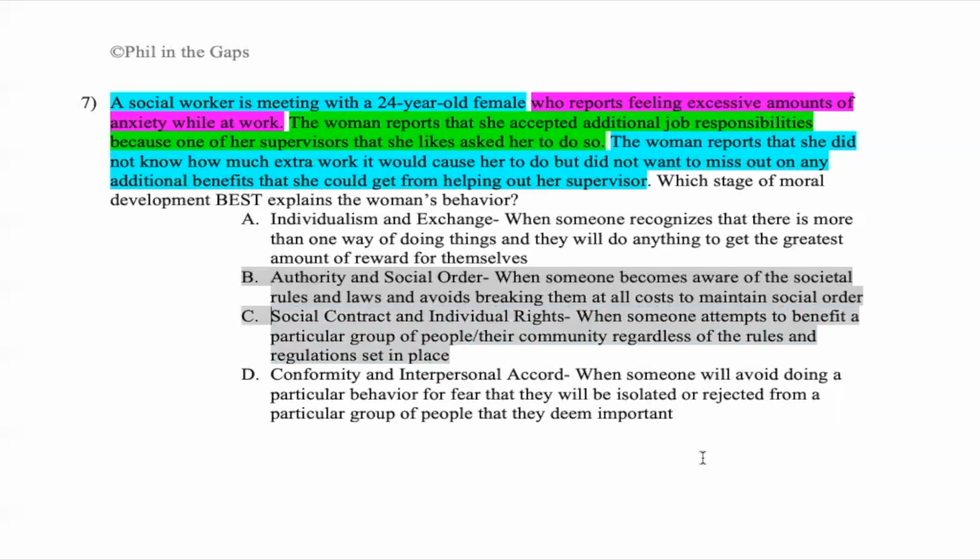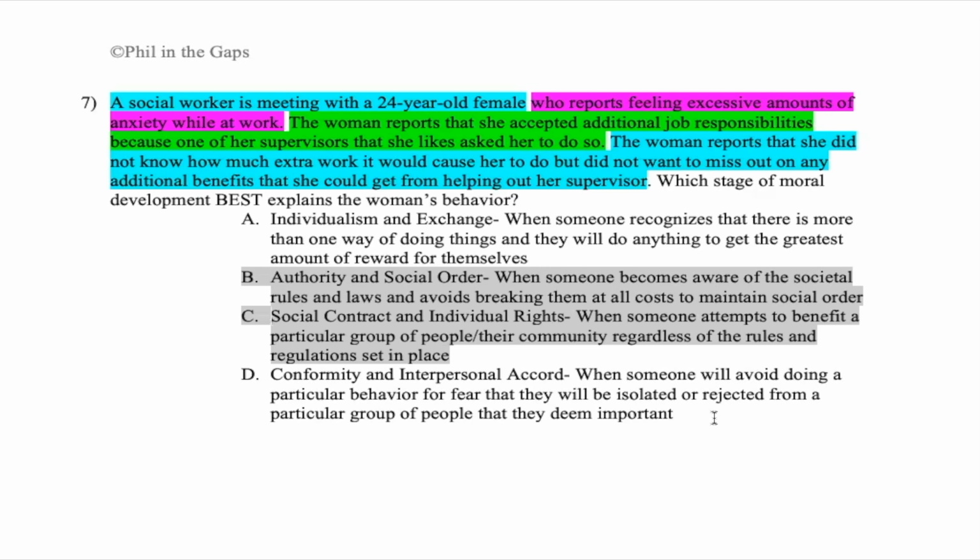We're also going to rule out C. Why? Nowhere in the question does it state that she's signing a contract to advocate for the rights of individuals or trying to improve her community in any way, shape, or form. She may have signed a contract to get those additional job responsibilities, but she's now getting a check for herself, not her community.